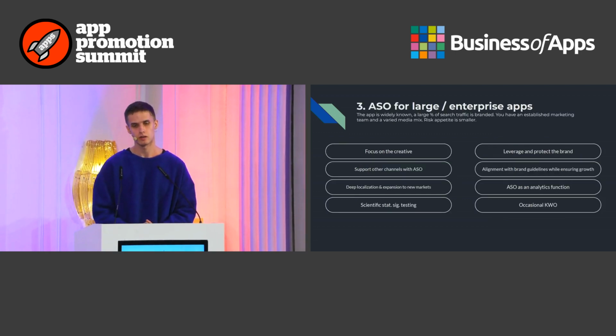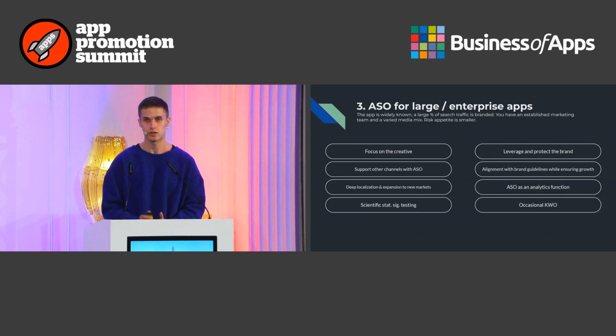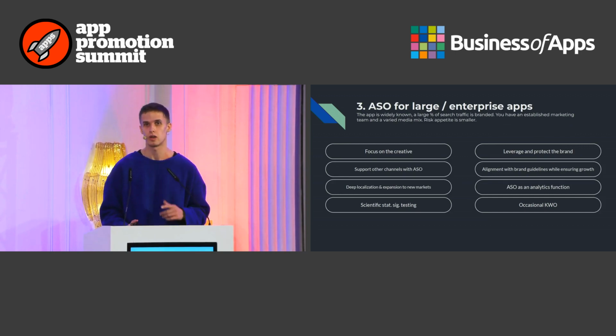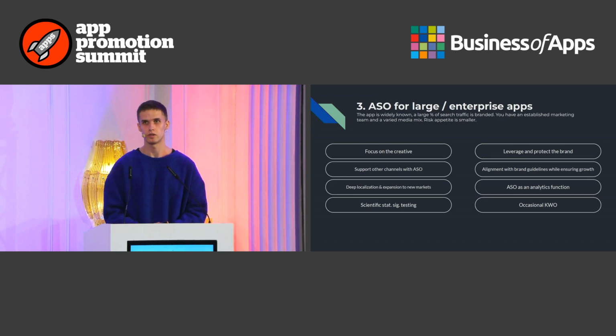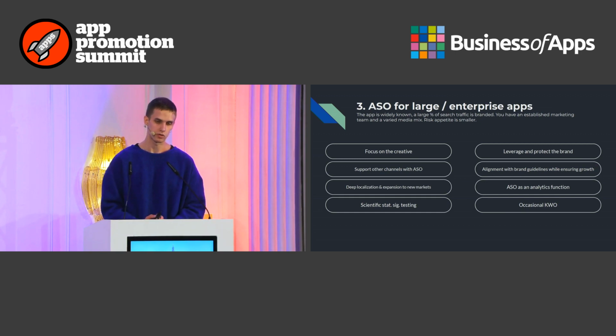Okay, finally, large and enterprise apps. At that stage, the brand is quite big. It's your asset. You also have more to lose. You have more stakeholders, and you've done ASO for a while now, I think. Also, the media mix is quite varied. So it becomes all about supporting those other traffic sources through ASO, since everybody ends up on the product page. So here I would say focus on the creative, support other channels through ASO.